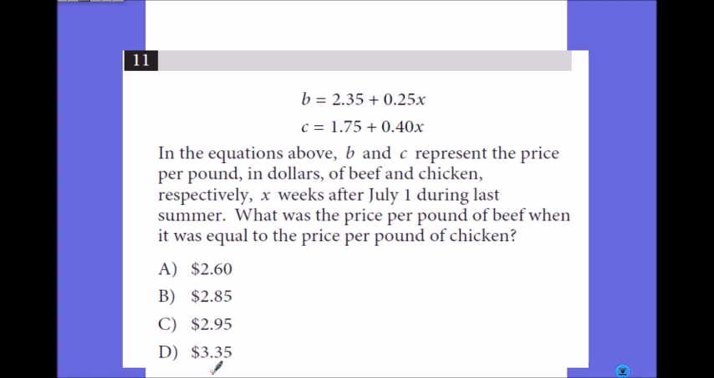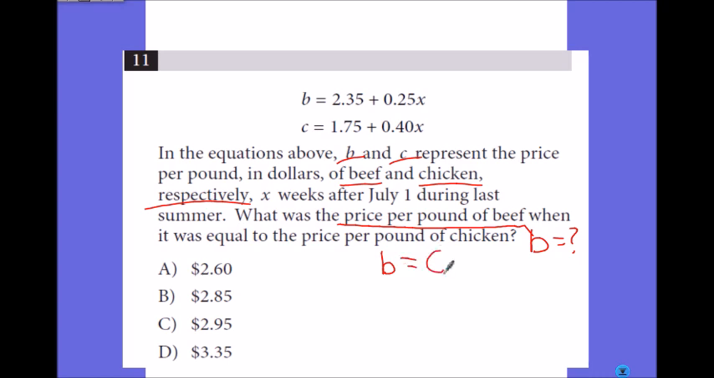All right, so here's another system of equations. In the equation above, B and C represent the price per pound in dollars of beef and chicken respectively. Respectively means what? In the same order. B stands for beef. The second letter stands for the second word, which is chicken. X weeks after July 1st during last summer. What was the price per pound of beef when, so price per pound of beef is B, you're looking for B when it was equal to the price per pound of chicken. So we're looking for B or C because we're looking for when they're equal.